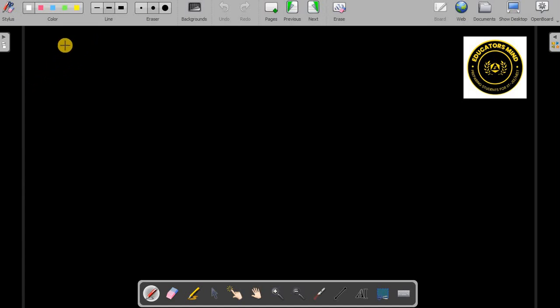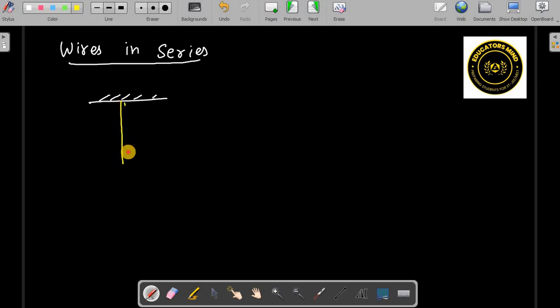the rods or the wires in series. Suppose there is a rod or wire hanging this way. For example, this is one wire, and then there is another wire, and at the end we have a load or some block M. Okay. So what happens in this case?